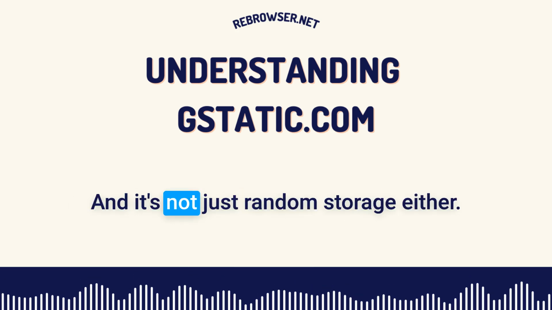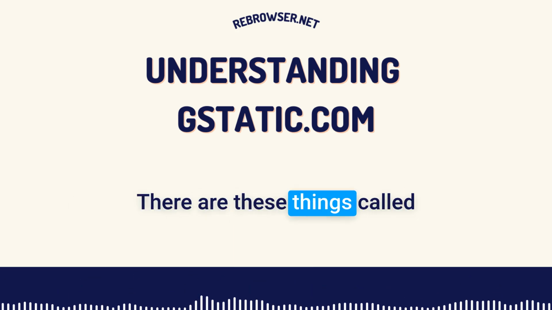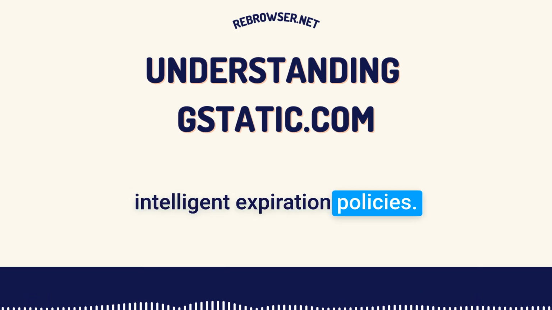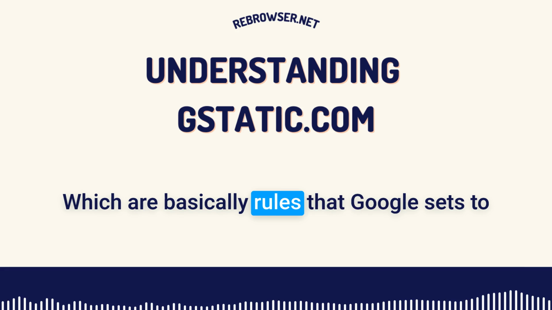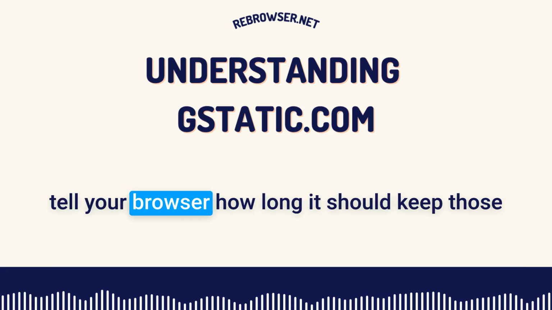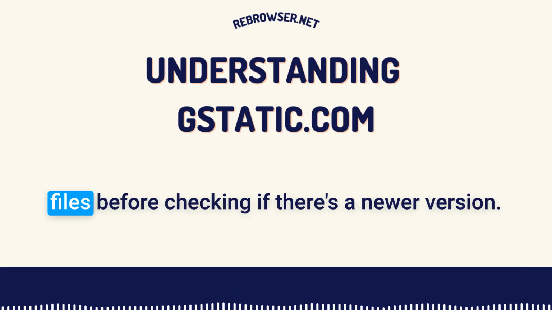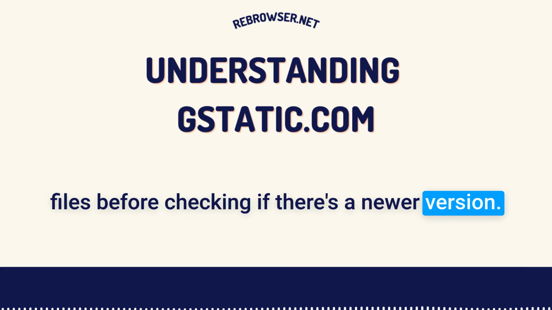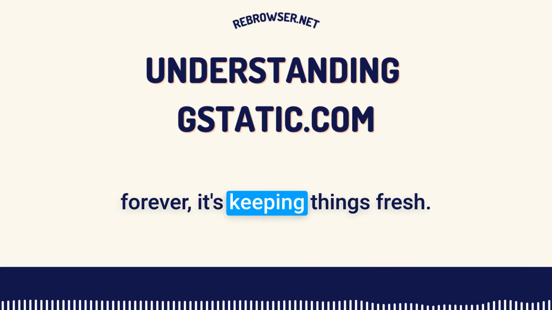Exactly. And it's not just random storage either. There are these things called intelligent expiration policies, which are basically rules that Google sets to tell your browser how long it should keep those files before checking if there's a newer version. So it's not just storing things forever, it's keeping things fresh.